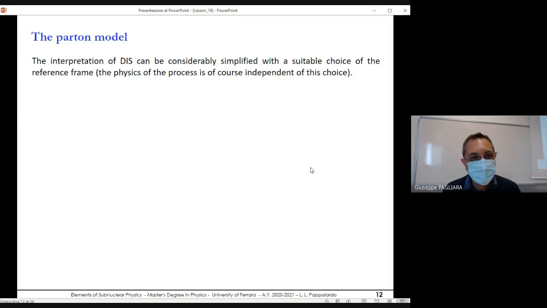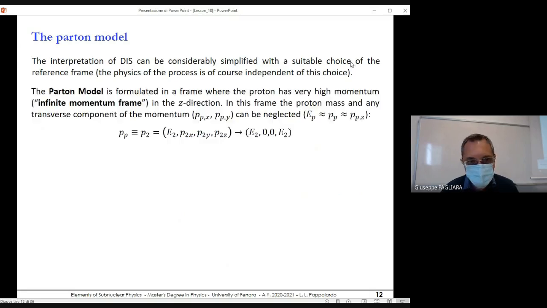Now, still in the Parton model, the interpretation of the deep inelastic scattering is considerably simplified with a suitable choice of the reference frame. Of course, the physics of the problem is independent of this choice. So, the Parton model is indeed formulated in a frame where the proton has very high momentum. This is called the infinite momentum frame.